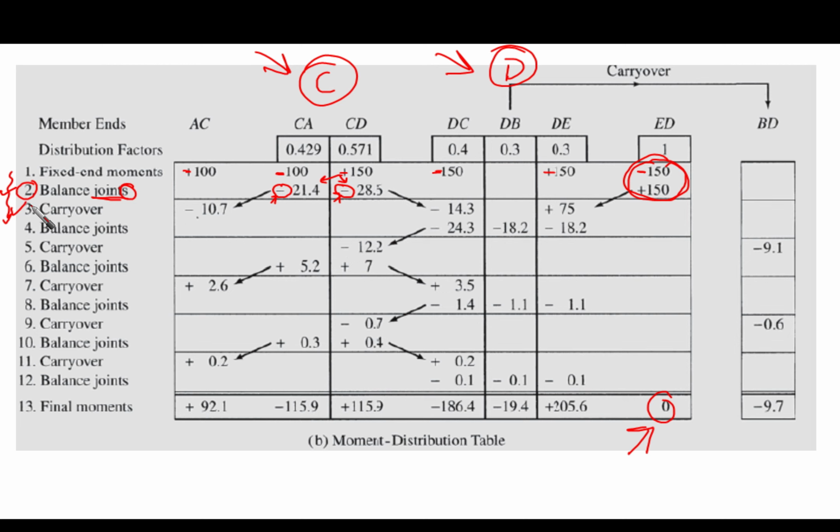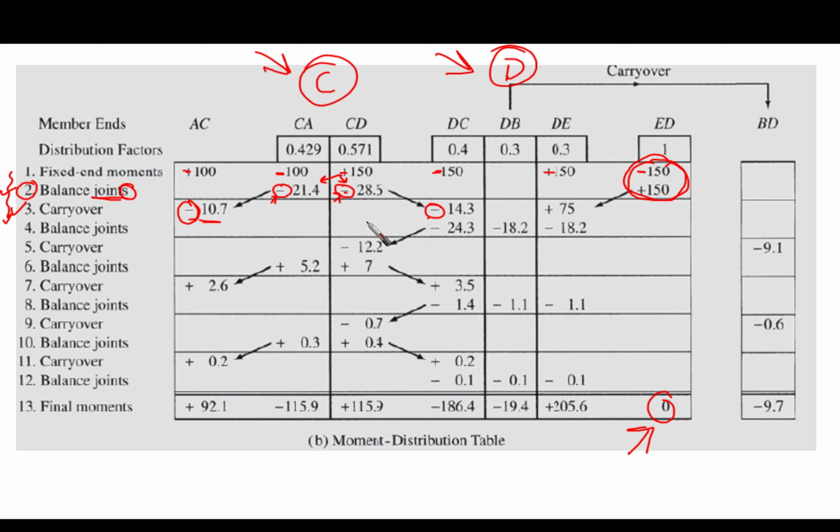Which is the carryover. So in the carryover, we are going to carry over the moment from this point, which is point C, to the far end here, which is joint A. So carryover is going to be with the same sign. Remember that very well. Carryover with the same sign. Balancing is the negative sign, or opposite sign. So here, 21.4, half of it is going to be 10.7. And here 28.5, half of it is going to be 14.3. Take care of the same sign.